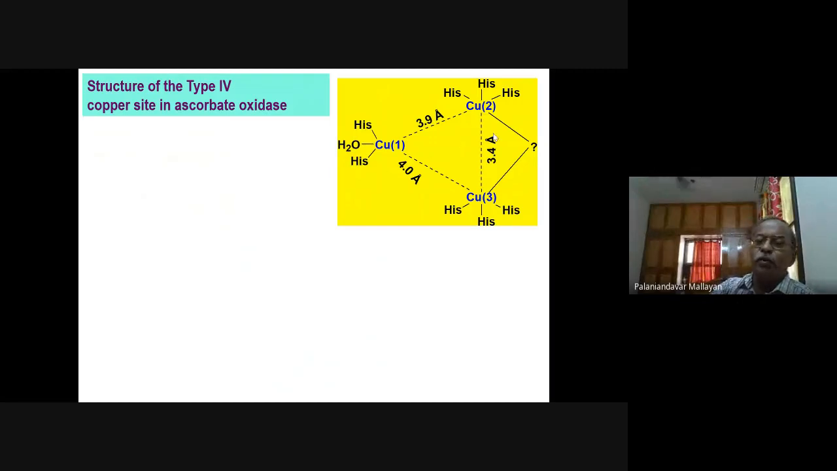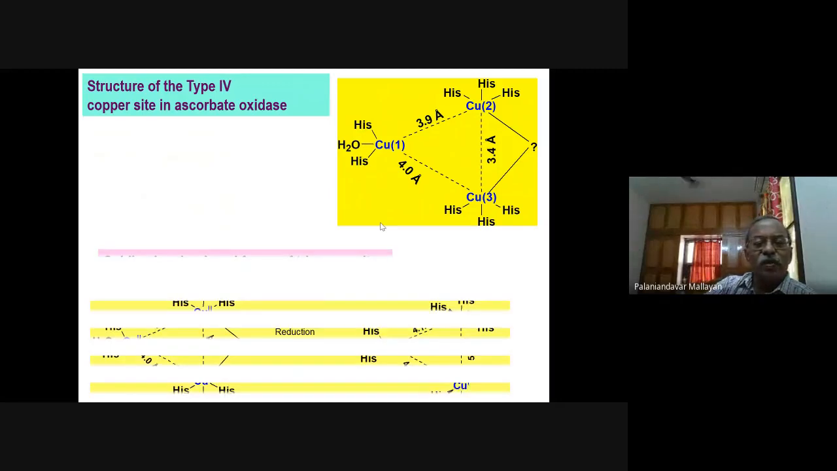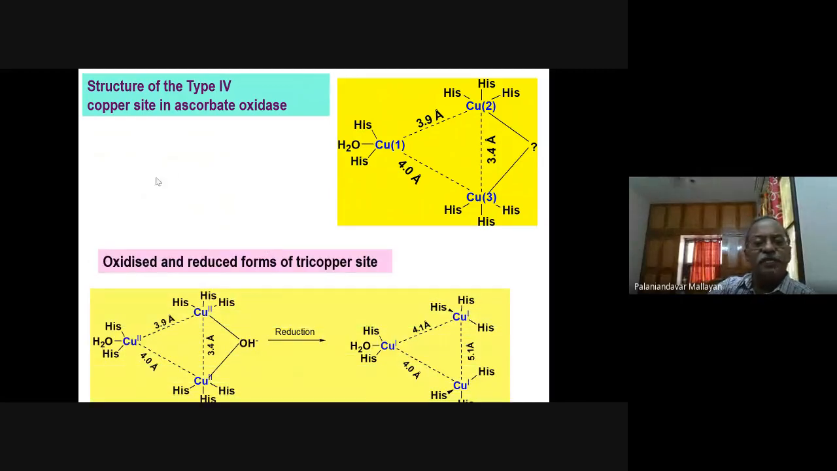So in nature we have support from the type 3 site. Dioxygen will be bound in between these two coppers. See, it's very wonderful how nature has designed its active site so that the dioxygen bound here can be utilized by the copper bound to the substrate here. So you have a substrate enzyme complex like this. An oxidized ascorbic acid will look like this. See, 3.4 angstroms.